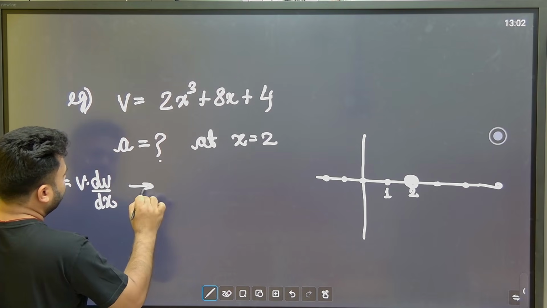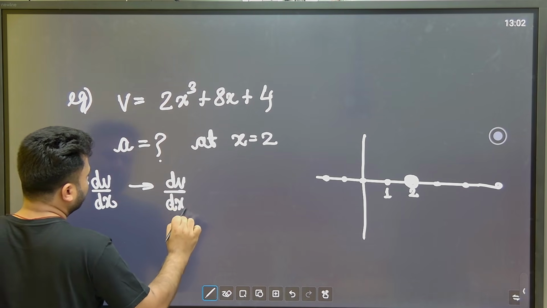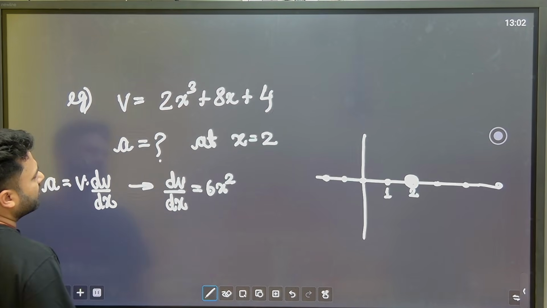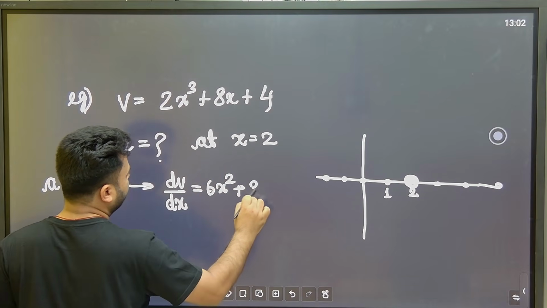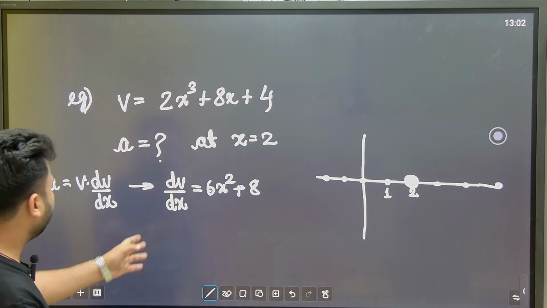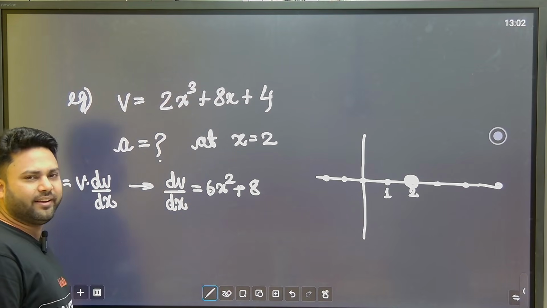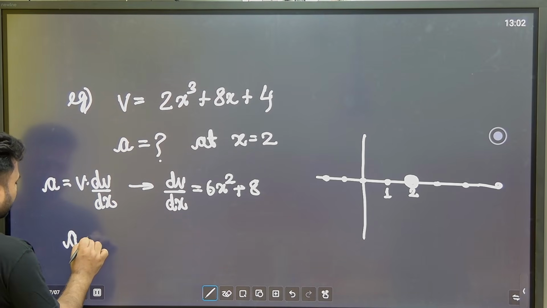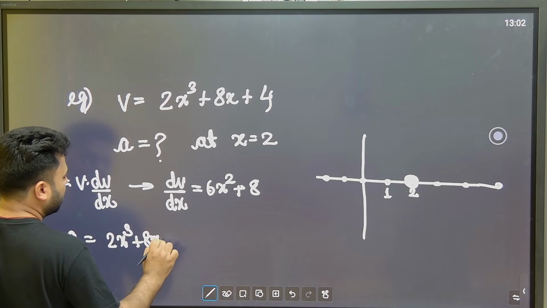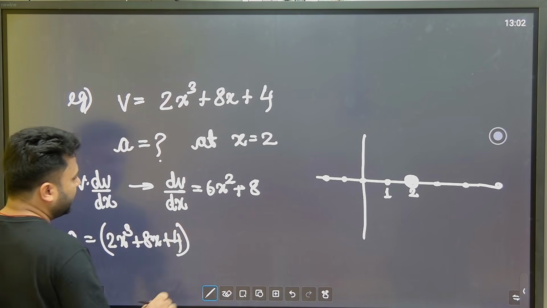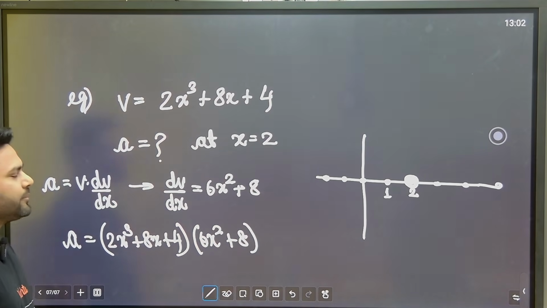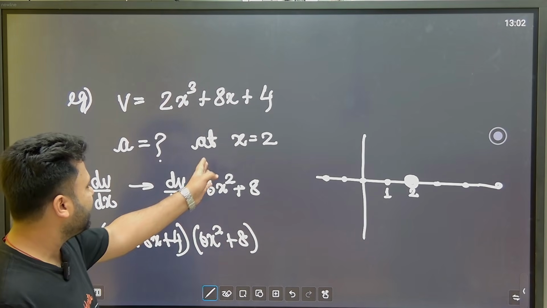So let's first find dv by dx. So dv by dx, you differentiate. This will be 6x square, plus this differentiate, 8 constant. This 4 is constant. Its differentiation will be 0. So dv by dx we are getting 6x square plus 8. So acceleration will be v, that is 2x cube plus 8x plus 4, this is v, times dv by dx, 6x square plus 8. This is our acceleration.